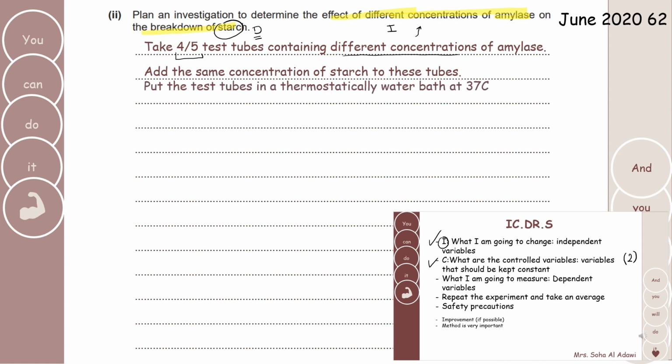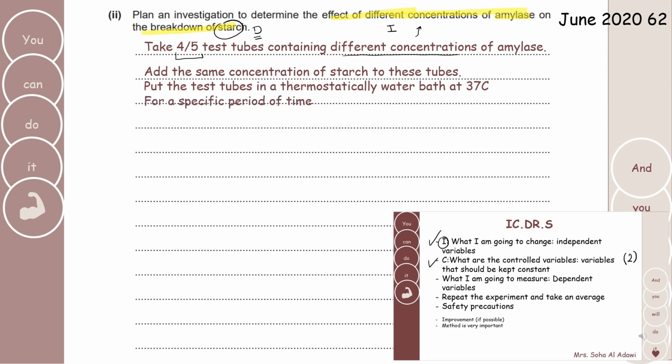We also have to keep constant the temperature because temperature affects the digestion. And see how we always mention the method. So when I say put that, instead of saying the tubes must be kept at a constant temperature, say how you are going to keep the tubes at a constant temperature by using a thermostatically controlled water bath. Okay, so this is a second controlled variable.